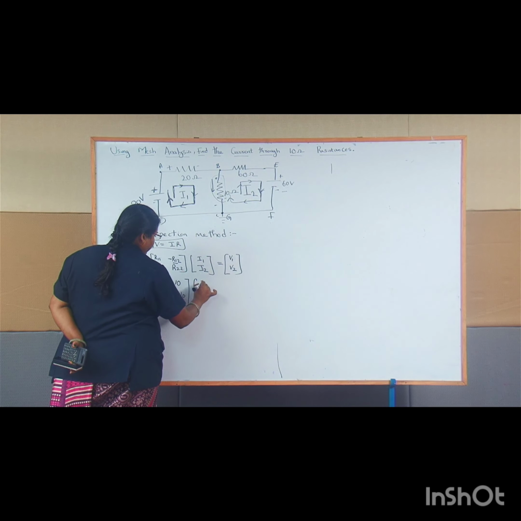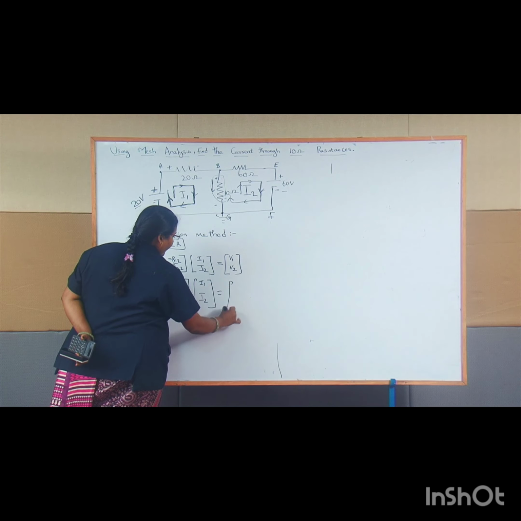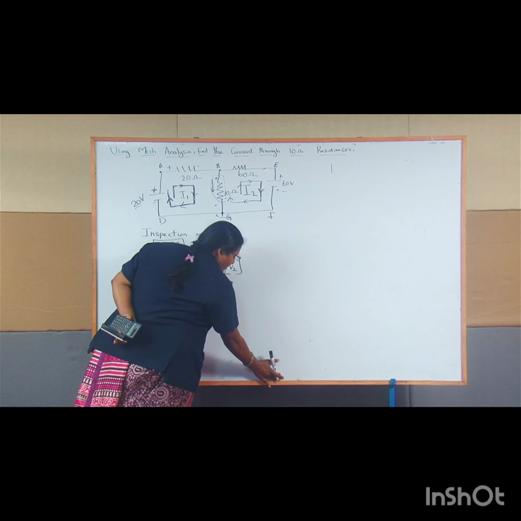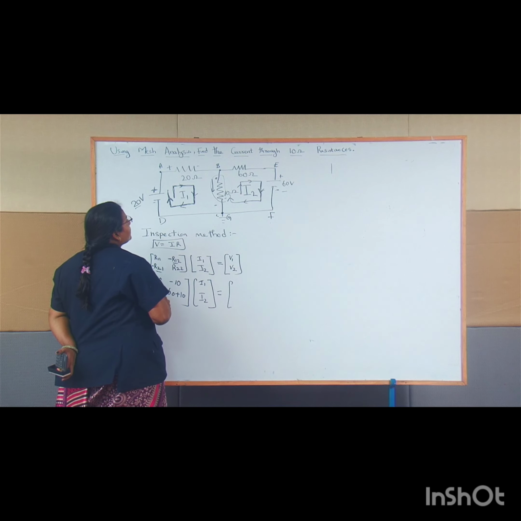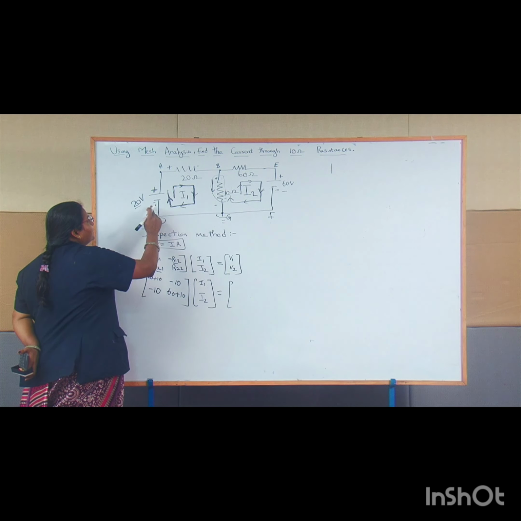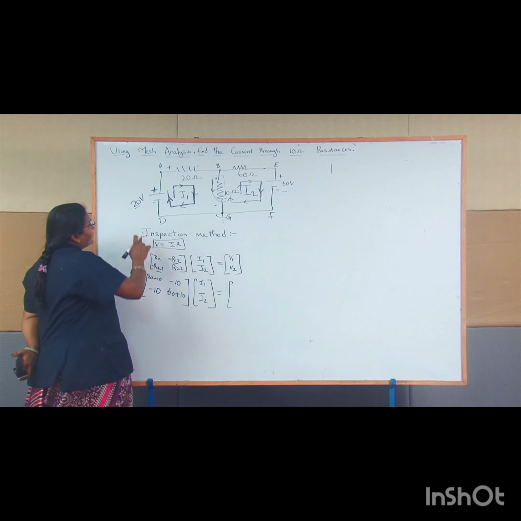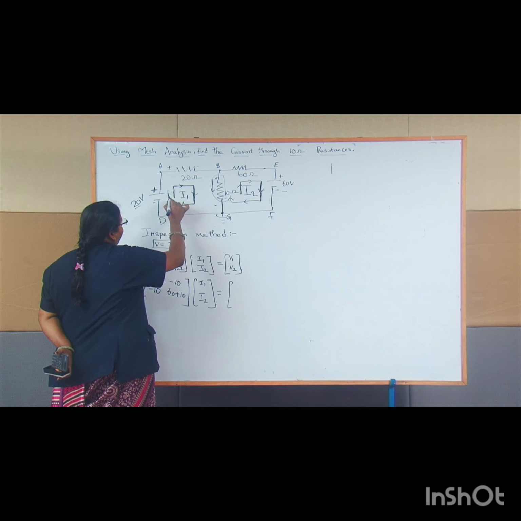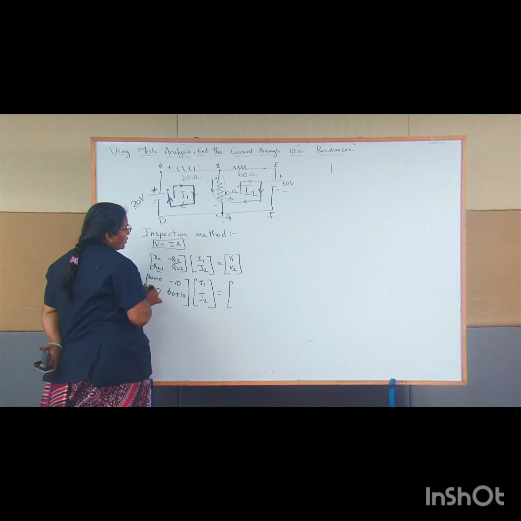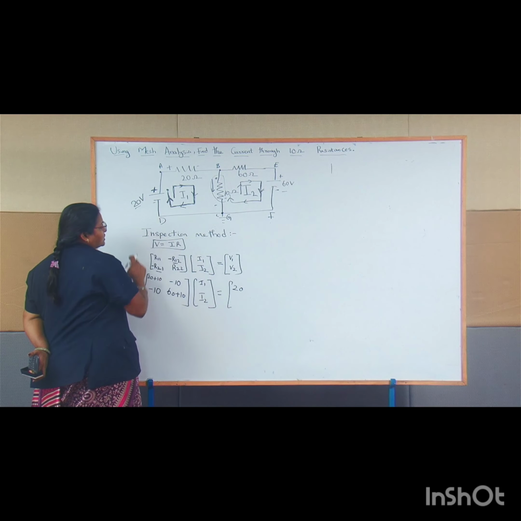Then you just write as it is I1, I2. We are going to find out this current only. Then V1, V2. V1 is nothing but the loop 1 voltage. Here the source voltage is 20 volts. You have to check the assigned direction against your actual direction. This arrow ends at positive, so you have to write positive 20 volts.